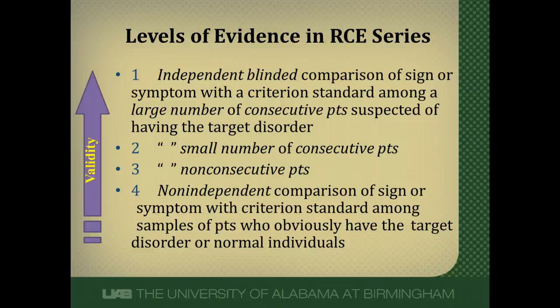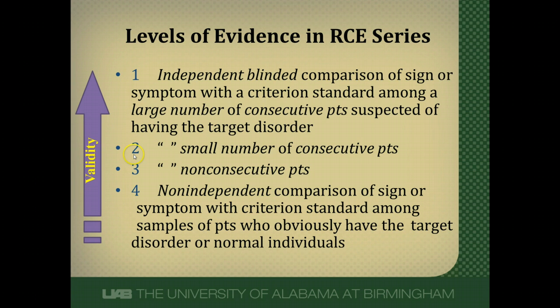The information in the Rational Clinical Exam Series is ranked by the quality of evidence, and I wanted to demonstrate here the most commonly used levels of evidence. Some of the individual articles will have their own grading system, but this is the most commonly used, and we want to have as many articles as possible that are level 1 articles, which are independent and blinded comparisons of the physical exam sign or symptom with a criterion standard that lets you know the patient actually has that problem in a large number of consecutive patients.